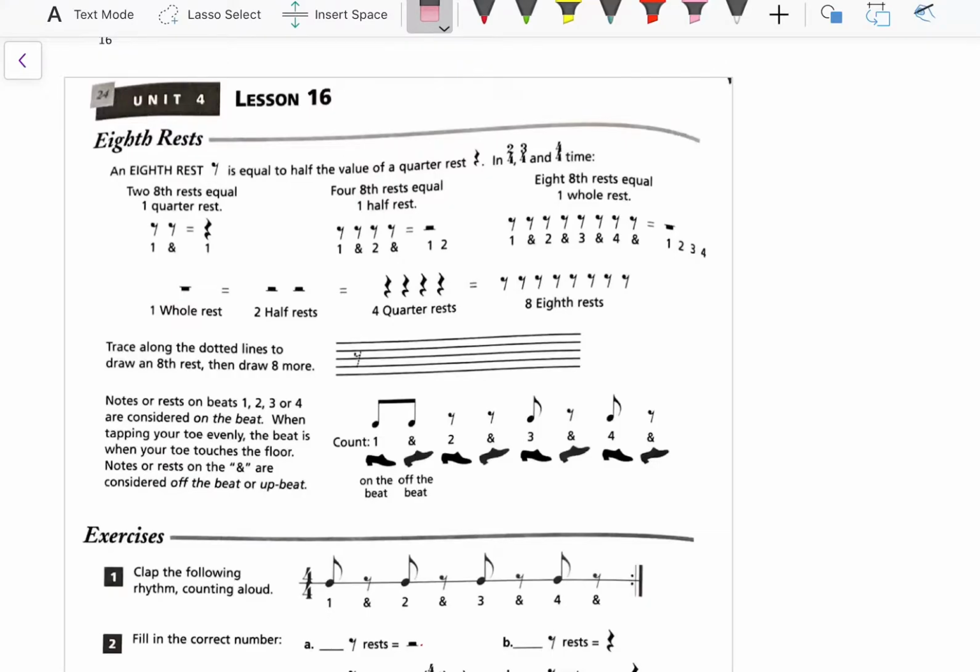So last time we saw that eighth notes could be shown in two different ways. They could be beamed together in pairs, or they could be separated and they have a flag. Now we also learned that two eighth notes together takes up the amount of time that a quarter note does. So usually this is one beat. We count these by saying one and. That and is part of the quarter note, but we don't say it.